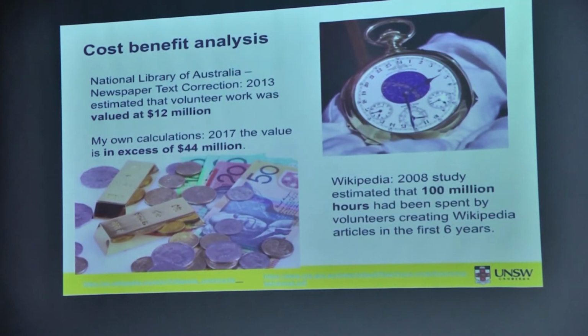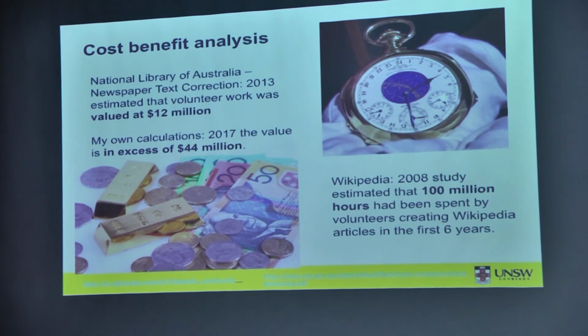So, what is the likely cost benefit in the volunteer curation activities? In April 2008, writer Clay Shirky and computer scientist Martin Wattenberg estimated the total time volunteer editors had spent creating Wikipedia at that point was roughly 100 million hours. In 2013, the National Library of Australia estimated that if staff had been employed to do text correction, it would have cost in the vicinity of $12 million.